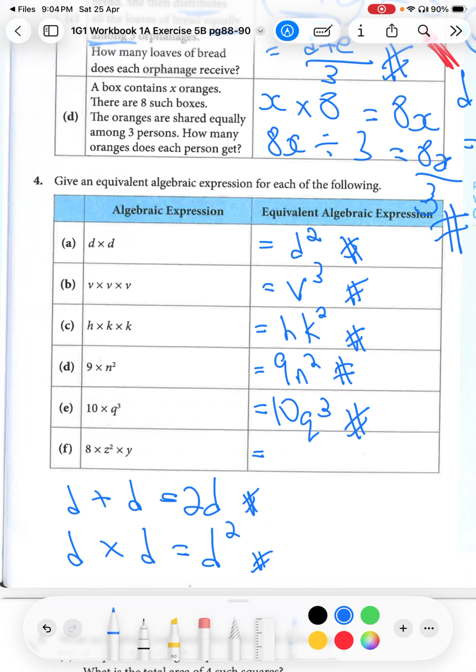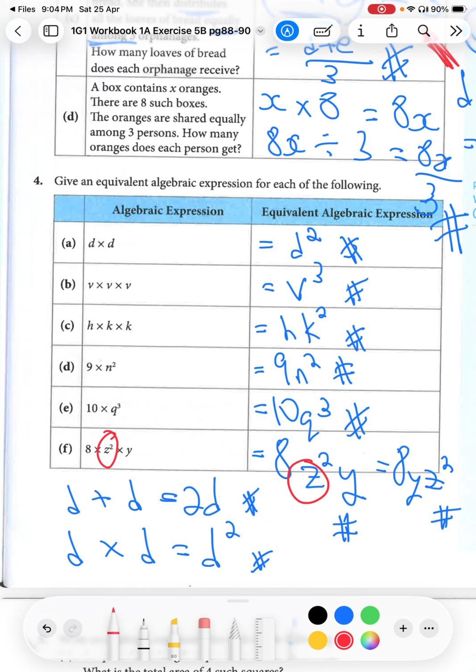8 z squared y is just put together. We can write 8y z squared, which is also fine. Both are correct. Then you see my z, I write it like this, just to differentiate between z and 2 in case some of them write wrongly or don't write properly.